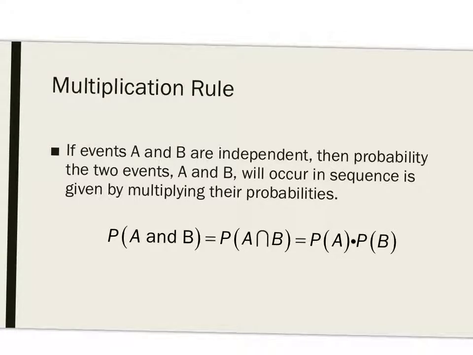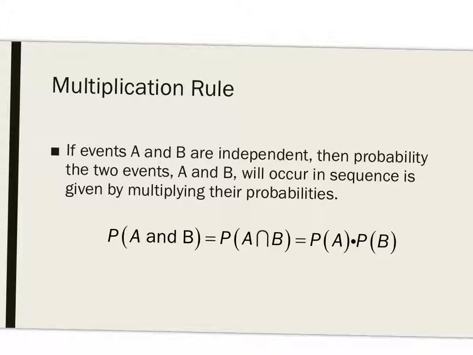This video will discuss the brief notion of independence in terms of probability. We build independence from what we call the multiplication rule. The multiplication rule says that if two events A and B are independent, then the probability of the two events occurring, A and B, in sequence is given by multiplying their probabilities.